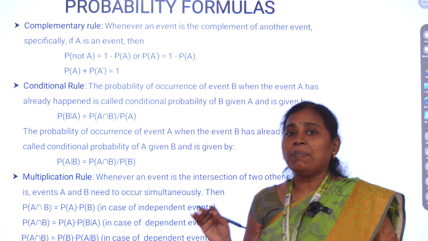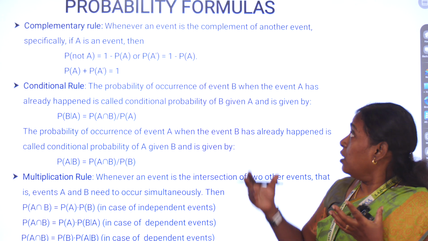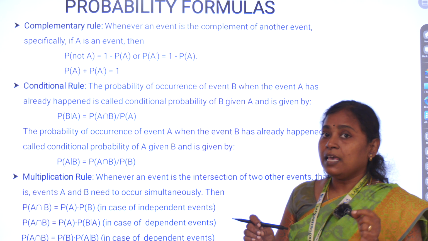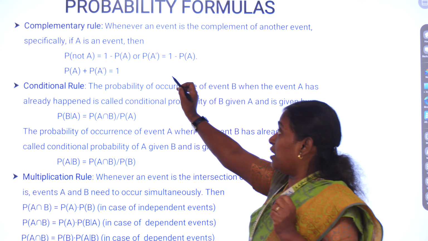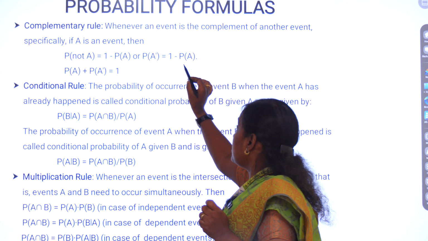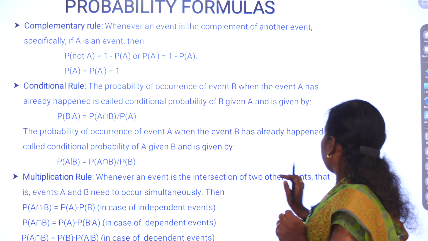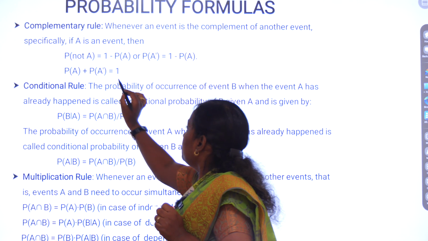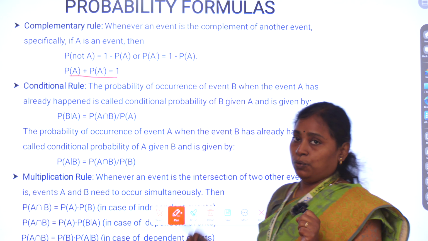Then the next one is the complementary rule. Whenever an event is the complement of another event, especially if A is an event, then P of not A is equal to 1 minus P of A. So in notation, we can represent it as P of A dash is equal to 1 minus P of A. Now when you bring this minus P of A to the left side, it will become P of A plus P of A bar is equal to 1. Okay, so this is again a very important rule.